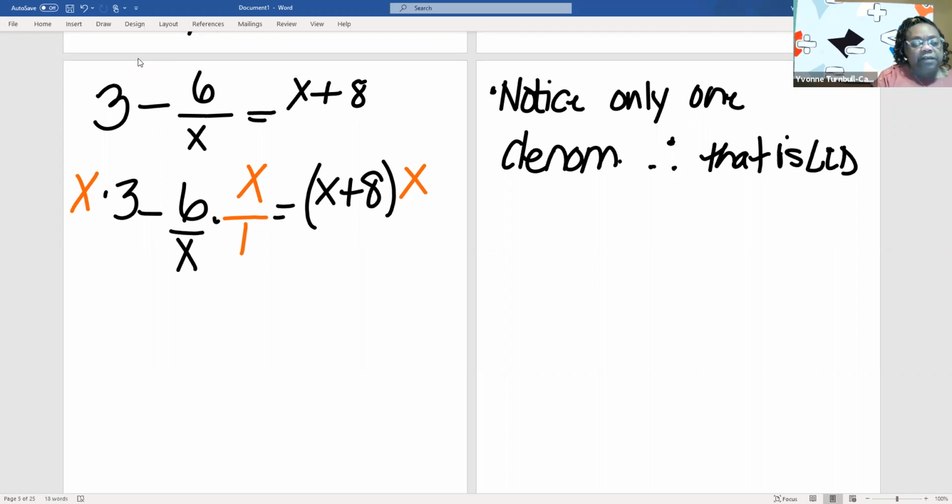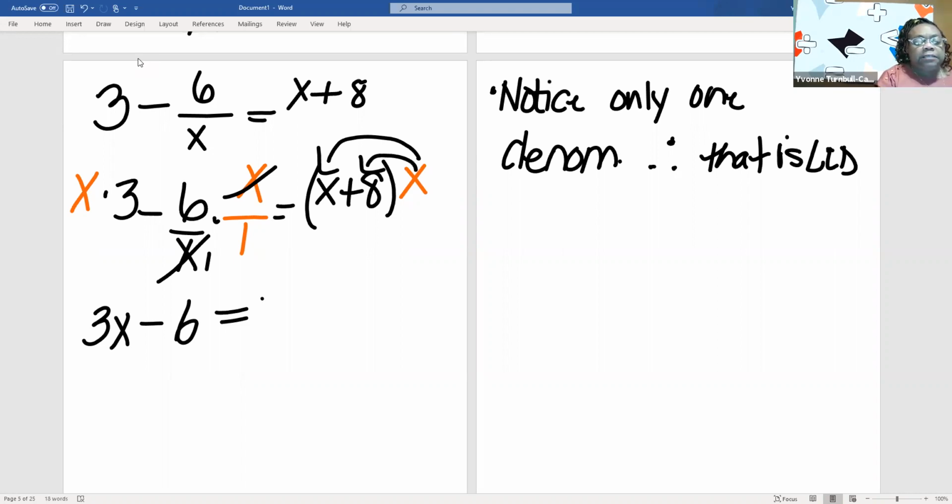Here again, we still have a denominator we need to get rid of. So let's do that. This is going to cancel with that. Of course, there's a 1 here, and the goal is to get 1s in the denominators. Eliminate the denominators. Let's multiply. 3 times x is 3x, minus 6, because the x is gone. Notice on the right side of the equal sign, there's a distribution process to happen. x times x is x squared. 8 times x is 8x.